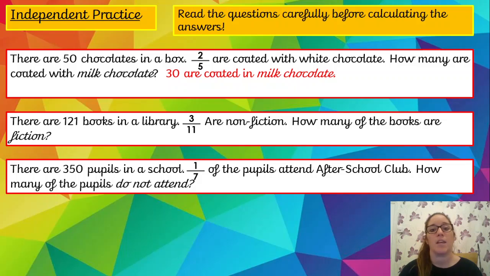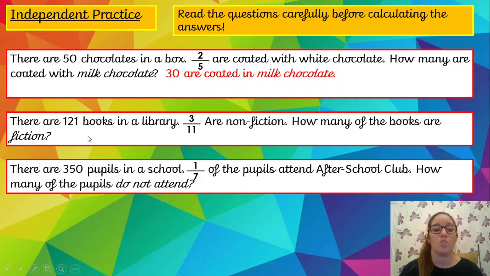Okay, so 30 are coated in milk chocolate in the first one, because we had 50 and we divided it by 5, which gives us 10. We times it by 2, that gives us 20, but that's telling us 20 are coated with white chocolate. We needed to know how many are coated with milk chocolate. So 50 take away 20 is 30.